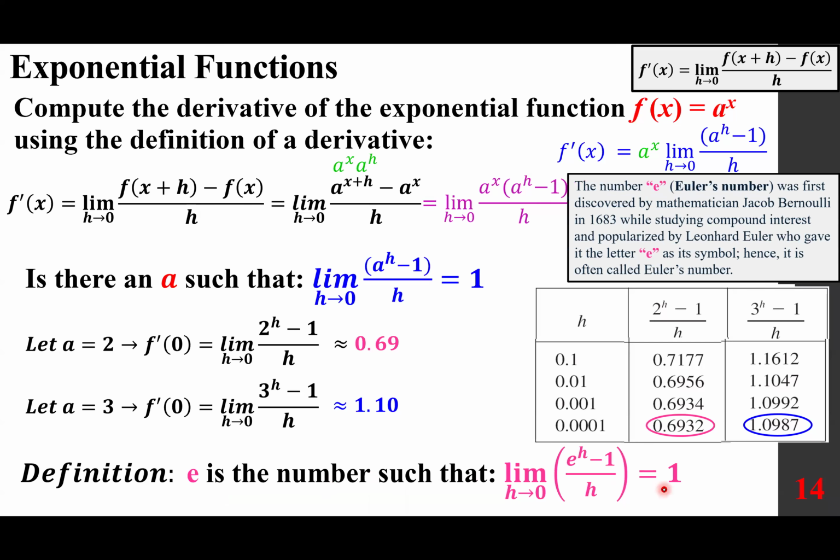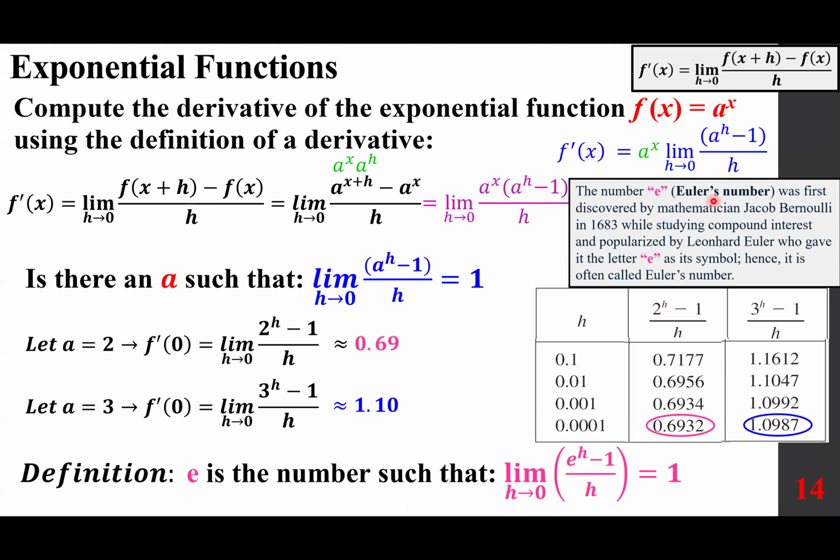Also, I want to add that the number e, known as Euler's number, was first discovered by mathematician Jacob Bernoulli in 1683 while studying compound interest, and popularized by Leonhard Euler, who gave it the letter e as its symbol. Hence, it is called Euler's number.